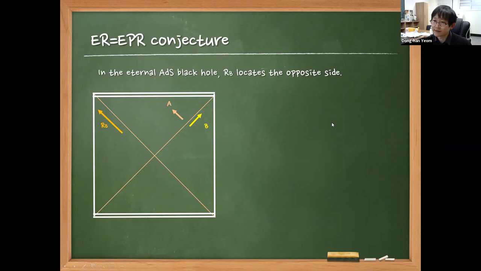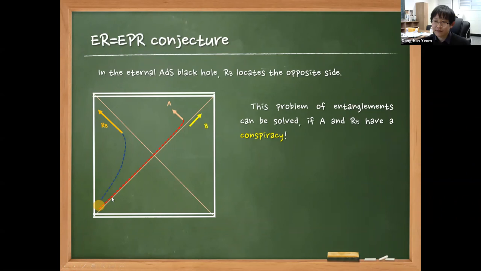But you may say that this RB and A are causally connected at this point. You know, in this causal structure, there is an Einstein-Rosen bridge, and the incoming part can be causally connected to the other side of the Einstein-Rosen bridge. So in principle, they can be causally connected. So if A and RB are somehow related by some unknown hidden conspiracy of this causal patching, then the problem of entanglement can be solved if A and RB have a conspiracy due to the connection of the causal structures.